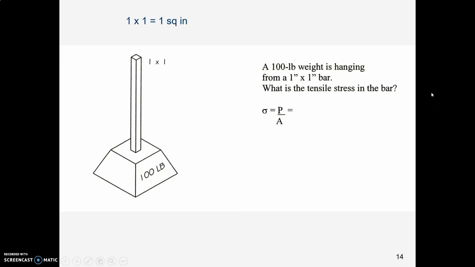So the 1 by 1 bar, 1 times 1 is 1, that bar has an area of 1 square inch. How big is the force? It's 100 pounds. So if we plug those numbers into our stress formula, force over area, we find out that the stress in that bar is 100 divided by 1. The stress in that bar is 100 psi.